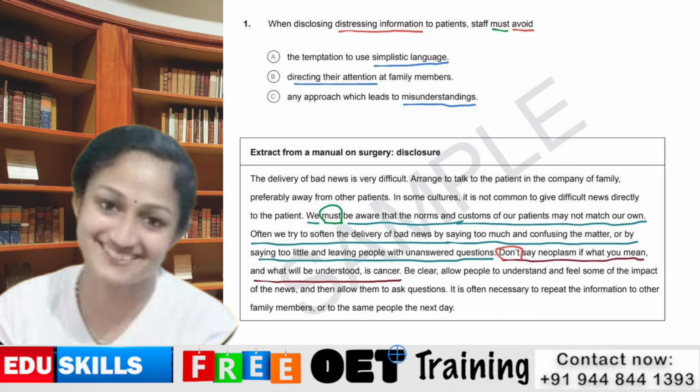Then how can we eliminate? Option B is the exact opposite of the text, and option A is not given. They are not telling us to avoid the use of simplistic language.